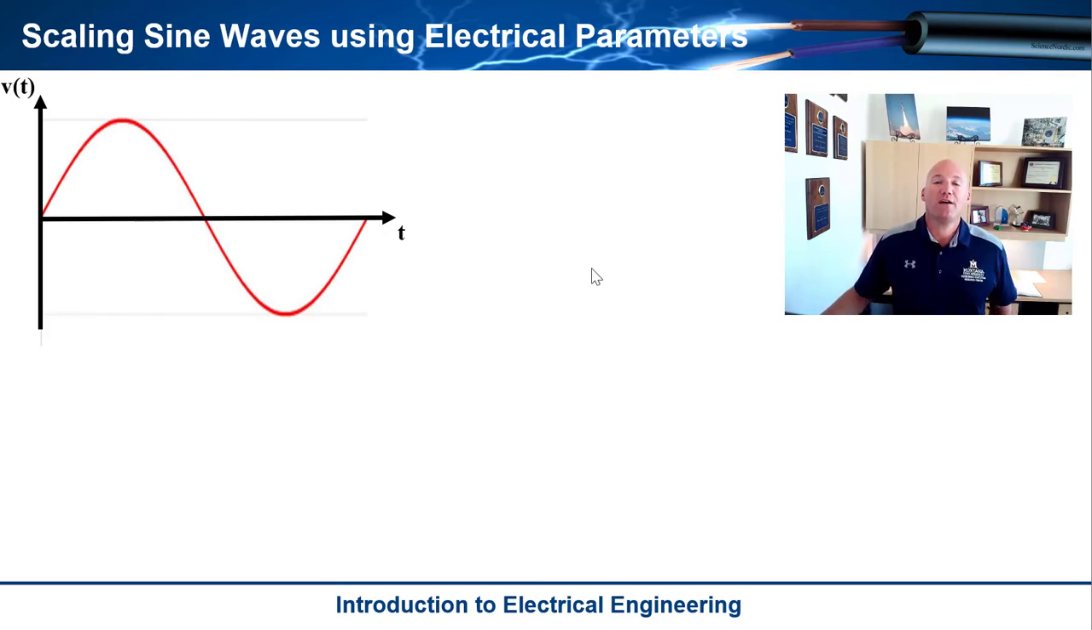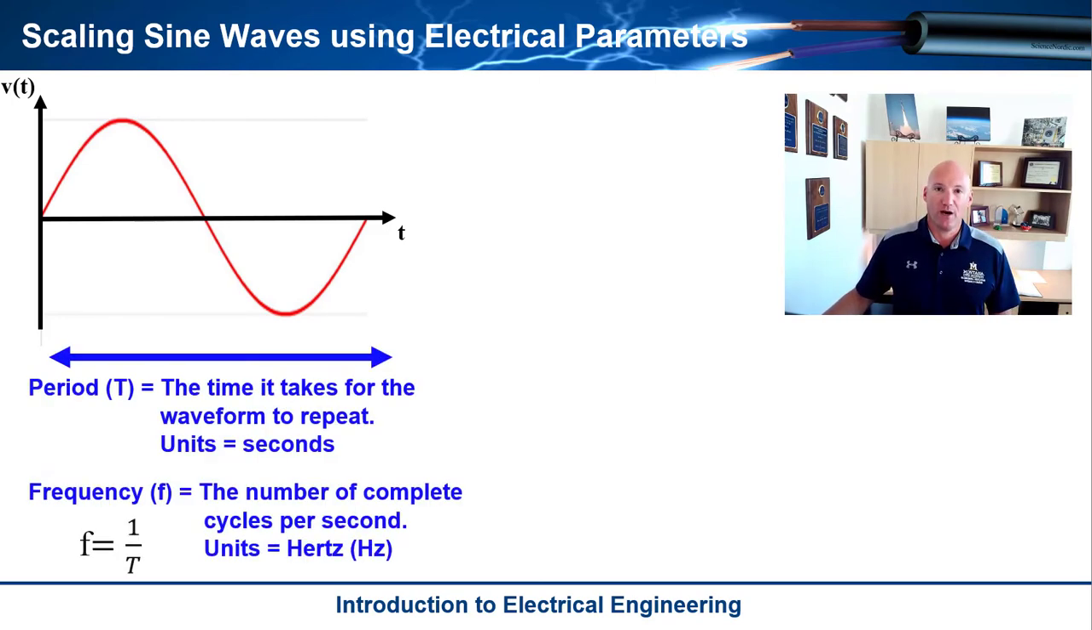So let's remind ourselves what the parameters are that we care about in electrical engineering. First and foremost, with respect to time, we care about the period, and we define the period as capital T as the time of one complete cycle. Okay, and the units are seconds, so we care about that.